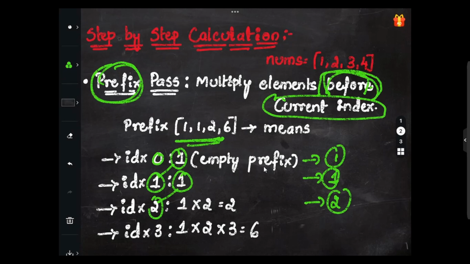We are just going with the prefix pass, nothing but multiplying elements before the current index, just for the final calculation purpose.